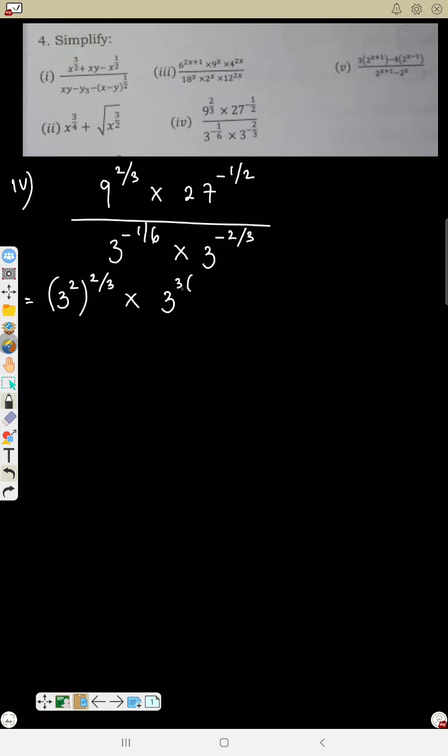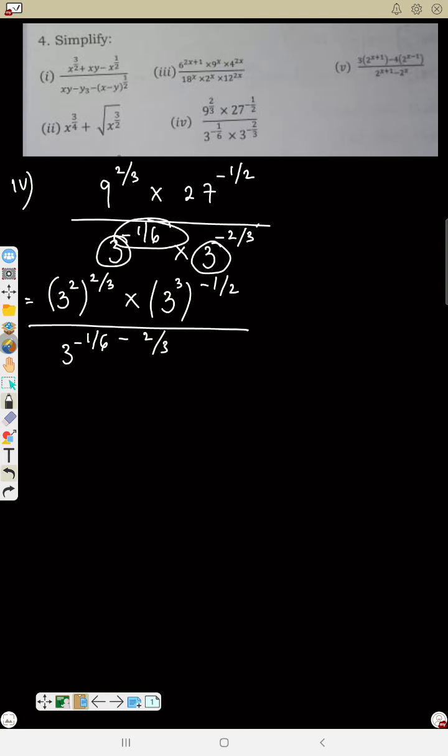3 cubed is 27. Then raised to power minus 1 over 2, as in this one, divided by 3 raised to power minus 1 over 6 plus minus 2 over 3. Because here the bases are equal, then you can add the powers. So if I write it straight, this will be 3 raised to power minus 1 over 6, then minus 2 over 3.